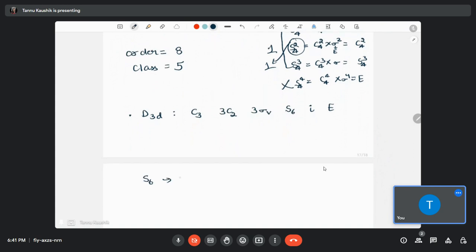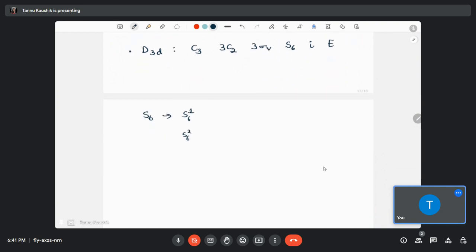So what are the operations being generated by S6? S6^1, S6^2, S6^3, S6^4, S6^5, and this S6^6 will be E again.